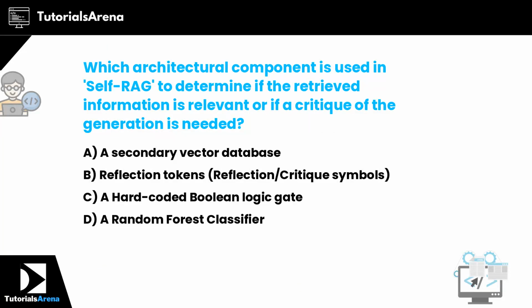Which architectural component is used in Self-RAG to determine if the retrieved information is relevant or if a critique of the generation is needed? The correct answer is option B, reflection tokens, reflection/critique symbols.